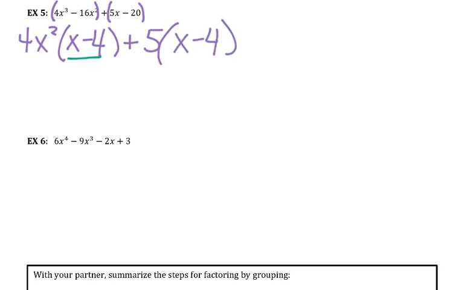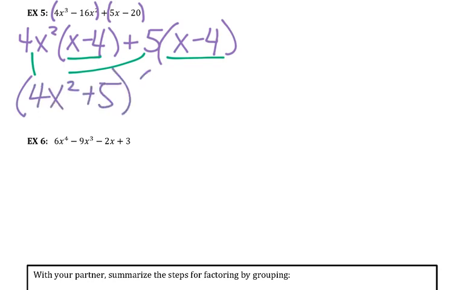Now again, these factors match, which is important. If they don't match, something went wrong. So now I pull out this 4x squared and the 5 into a new factor, 4x squared plus 5, and consolidate x minus 4 into one factor.